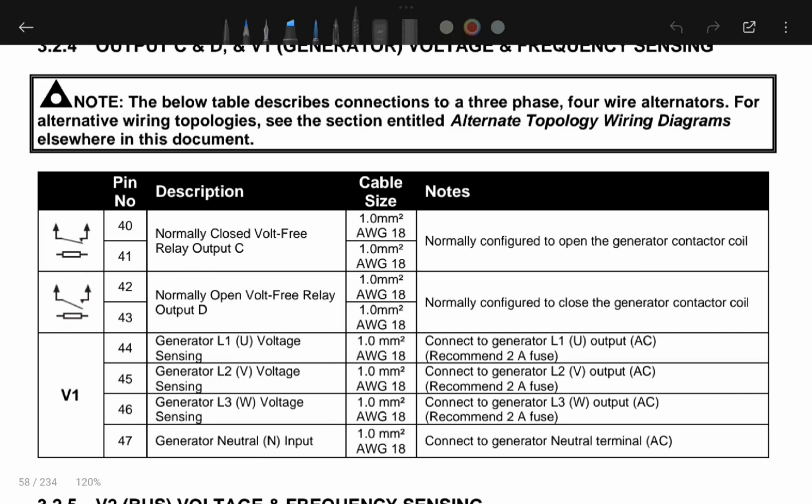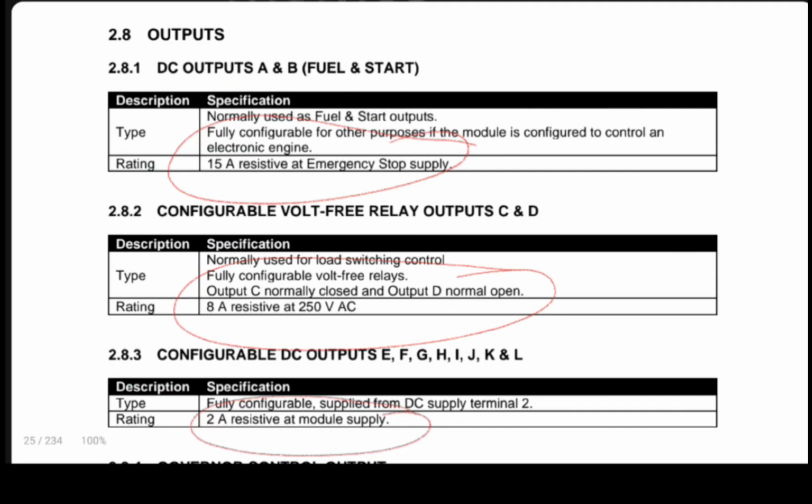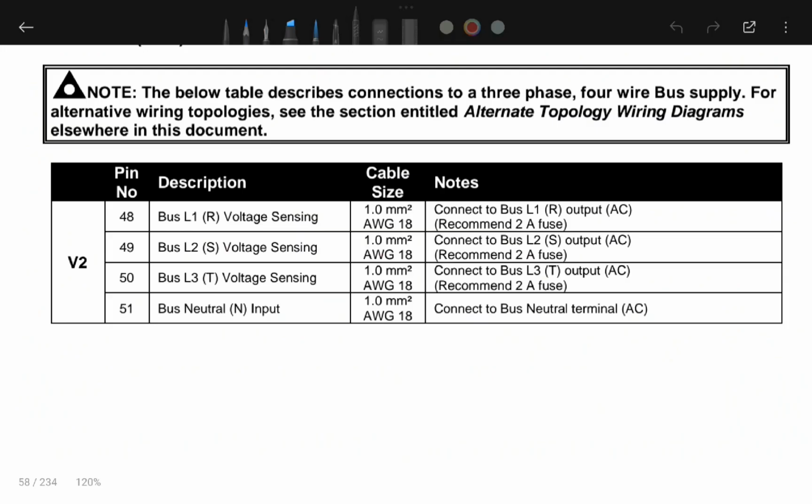Next is our voltage sensing, which is very important to monitor the voltage, which is in pin number 44 to 46, which is line 1, line 2, line 3, and 47, which is your neutral connections. By the way, for more information, our emergency stop is rated only at 15 amperes, and our dry contacts for our breaker control are rated 8 amps at 250 volts AC.